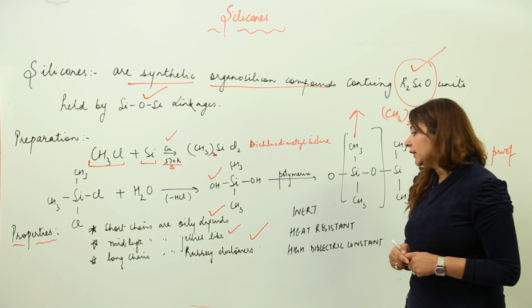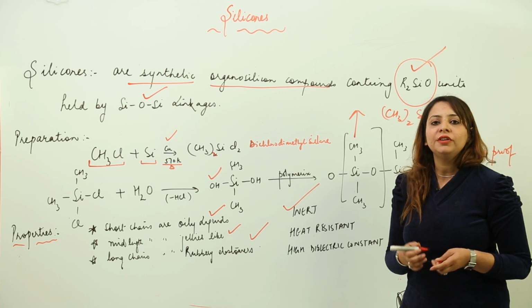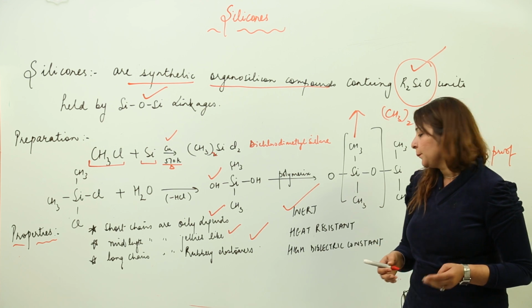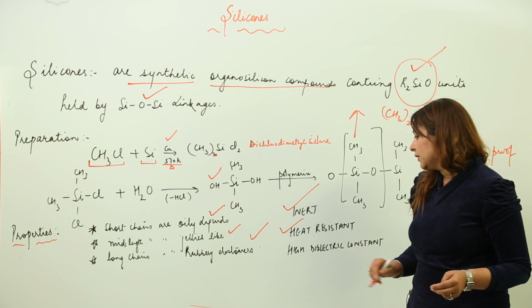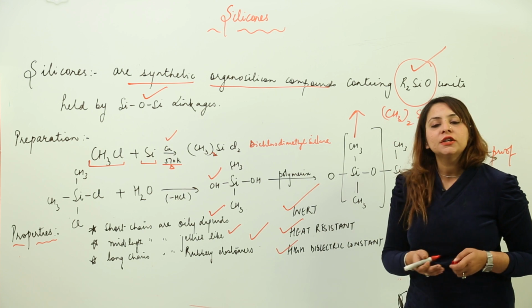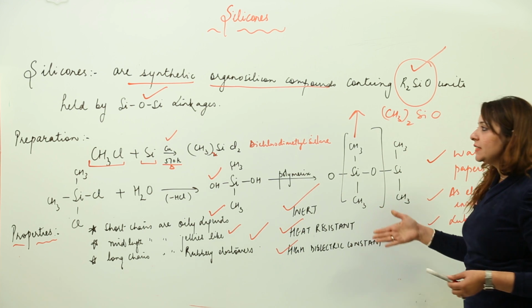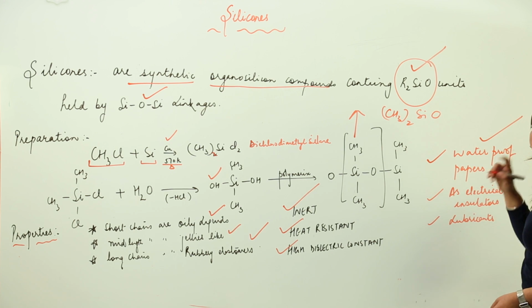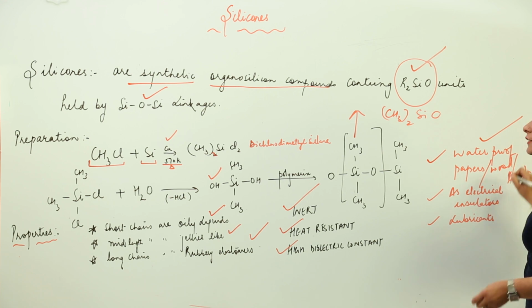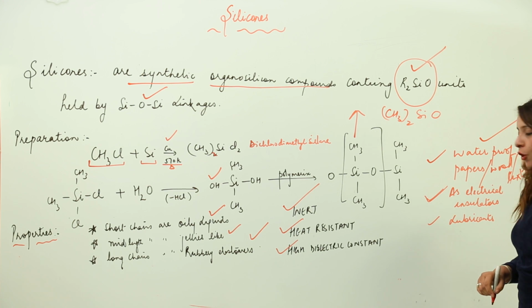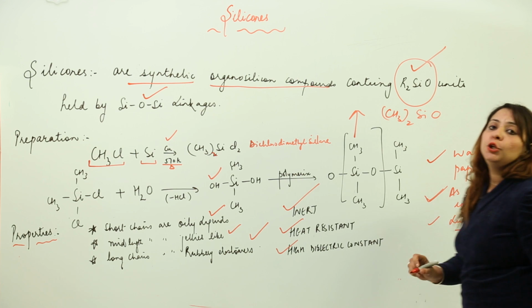Now another property, they are actually inert. That means they don't react very fast, their reactivity is almost nil. And moreover, they are heat resistant. They do not break on supplying heat, and moreover their dielectric constant is high. And if we see where we make use of silicones, they are used in making waterproof paper, wood, and textiles. So they are used in different kinds of industries. Moreover, they act as electric insulators, and they also serve as lubricants.